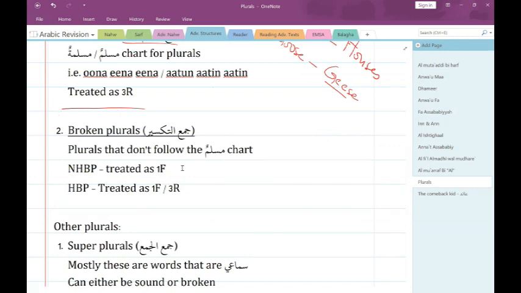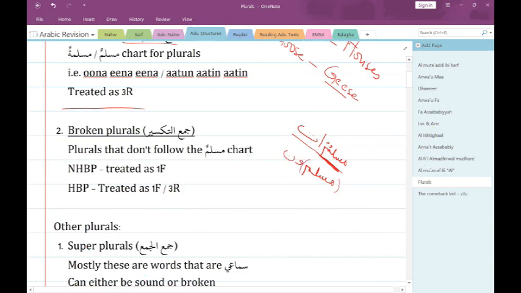These are the plurals that don't follow the Muslimun chart. Basically, it's not sound. When we say sound, it follows, for example, Muslimun. When we make a word into a plural that is sound, we don't change anything on the word. We just add something to it. The word has not been disrupted, changed, or tampered with. Nothing has happened to the word. We are just adding something to the end of it. When we add una to Muslimuna, it's still Muslim, and then we're adding una.